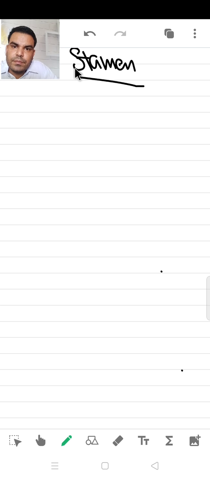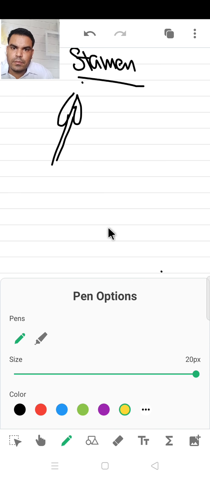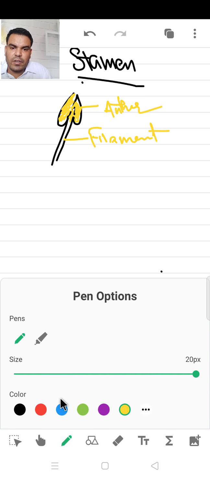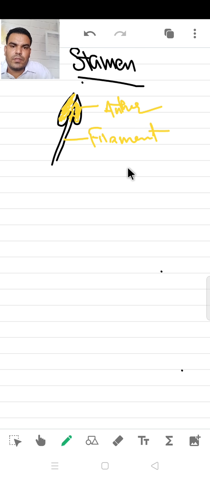Stamen contains this diagram of the stamen, where you can see that this is called anther, this is filament, and collectively known as a stamen. So today we will discuss the development of the male gametophyte here in this part, that is anther.